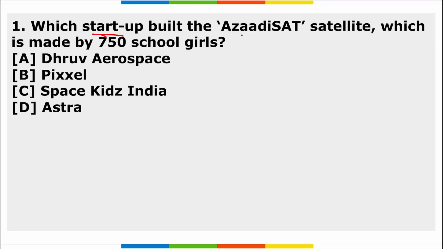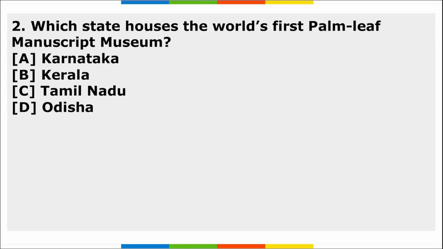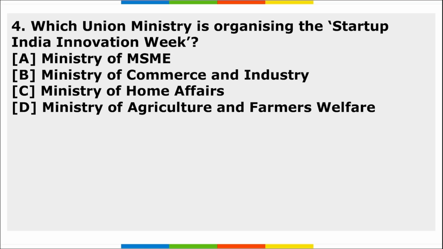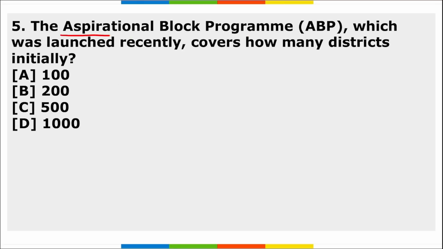First, which startup built the Azadisat satellite which is made by 750 school girls? Second, which state houses the world's first palm leaf manuscript museum? Third, which city is the host of the Pravasi Bharatiya Divas Convention 2023? Fourth, which union ministry is organizing the Startup India Innovation Week? Fifth, the aspirational block program which was launched recently covers how many districts initially? So these are your 5 homework questions, friends.